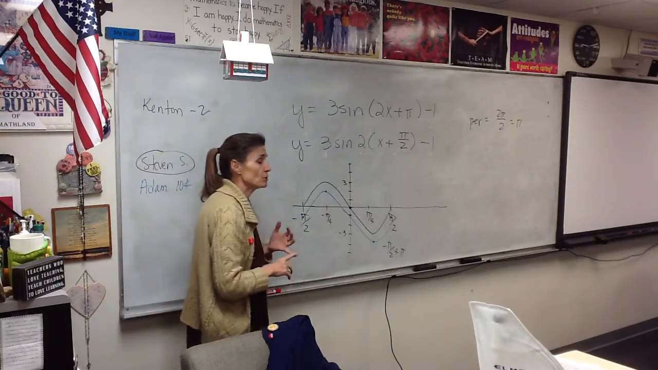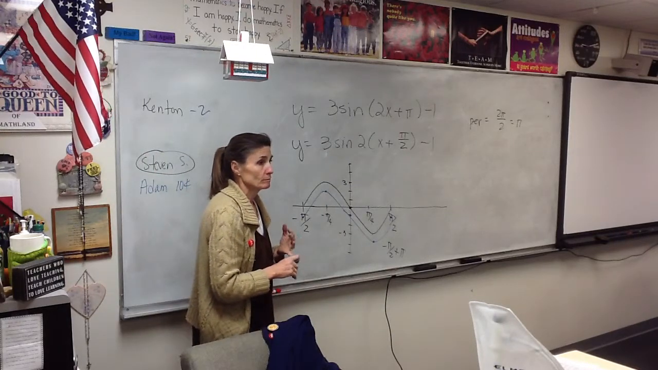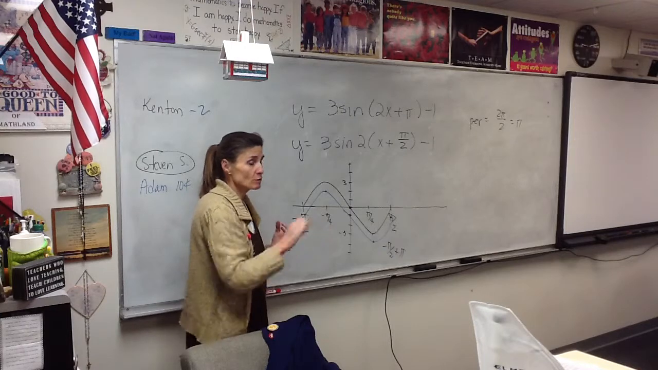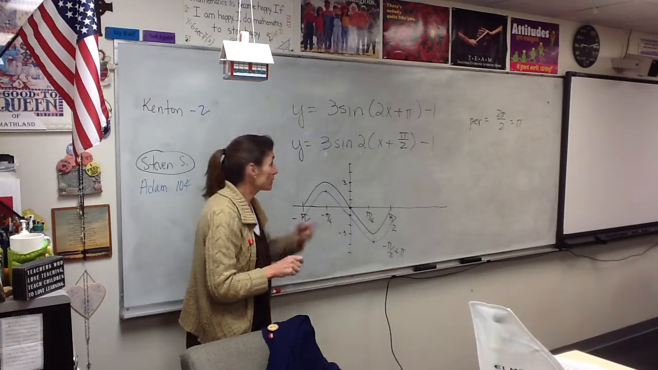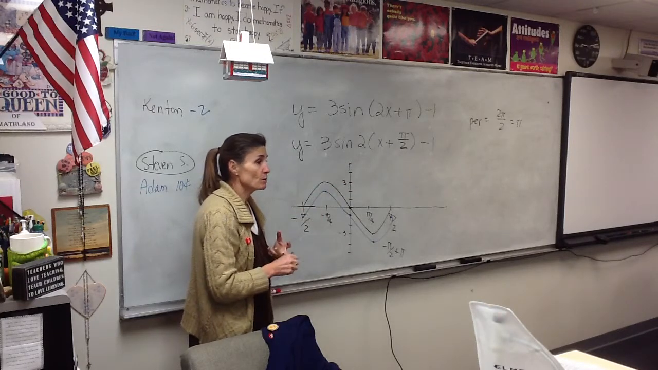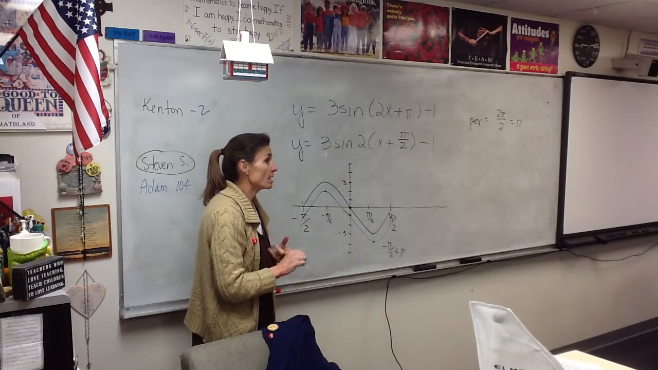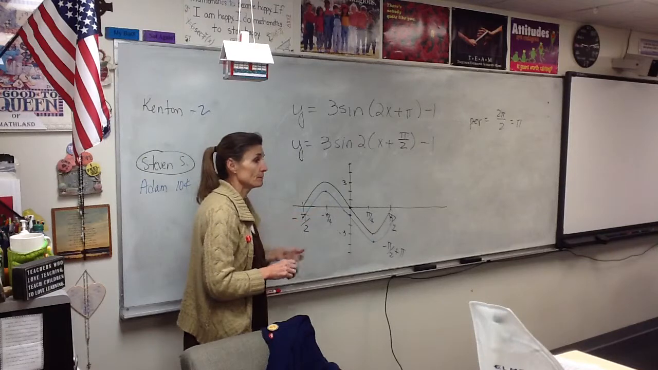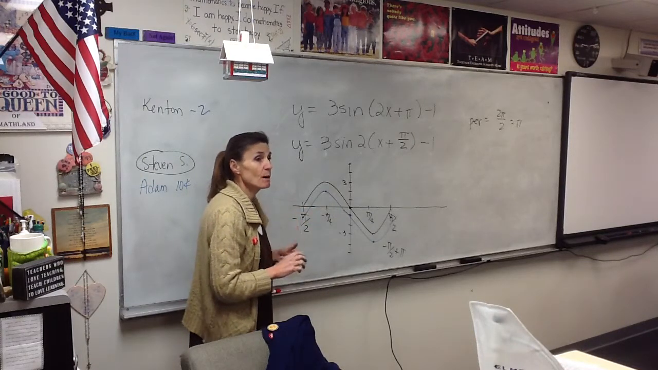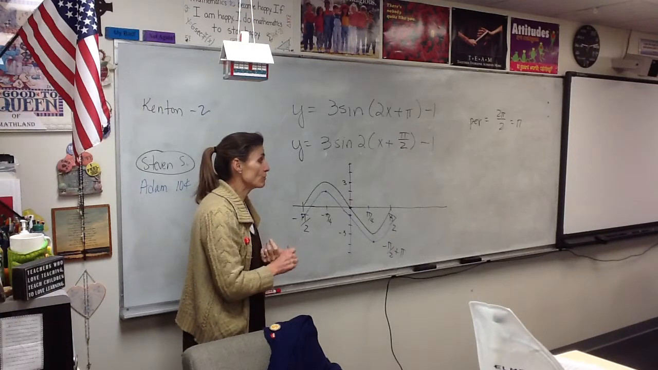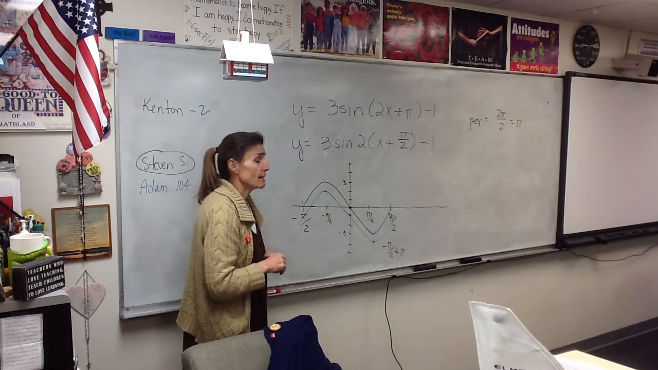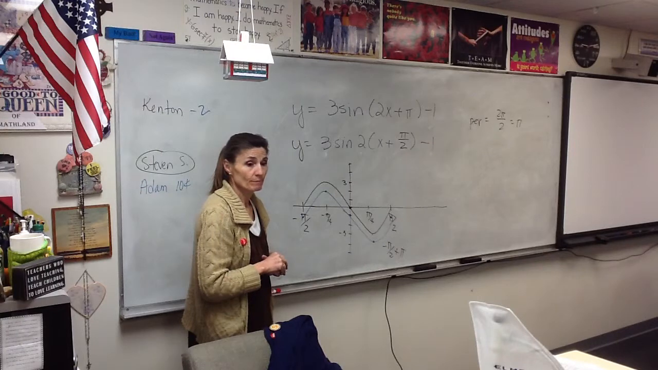What is the amplitude? We're filling in those blanks over there. What is the amplitude? Still 3. What is the period? Pi. What's the frequency? 1/pi. What's the phase shift? -pi/2, or some of you say left pi/2. That's fine. What is your vertical shift? -1. -1 or down 1.